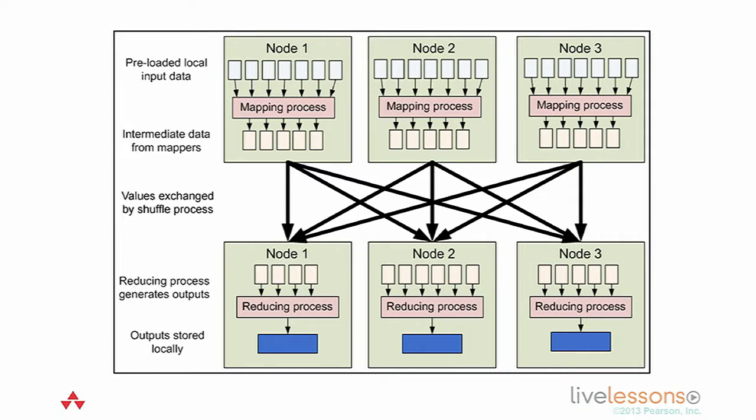Now, if it doesn't find any available nodes that have the data directly on their hard drives, it's going to assign it to another node, but there may have to be some transfer of data from node to node. So that's the worst case. Ideally, what we're trying to do is move the computation to the data.